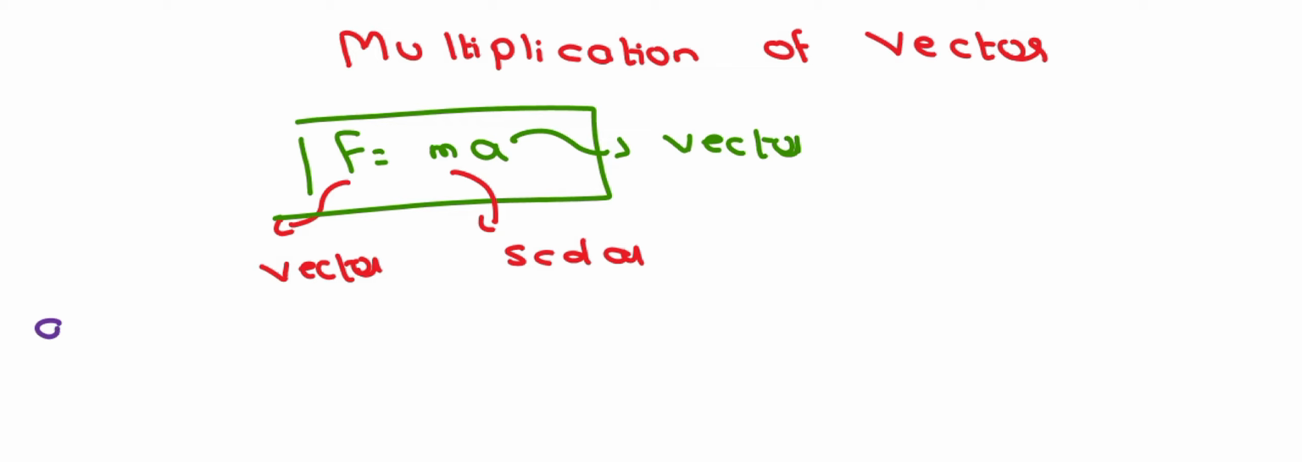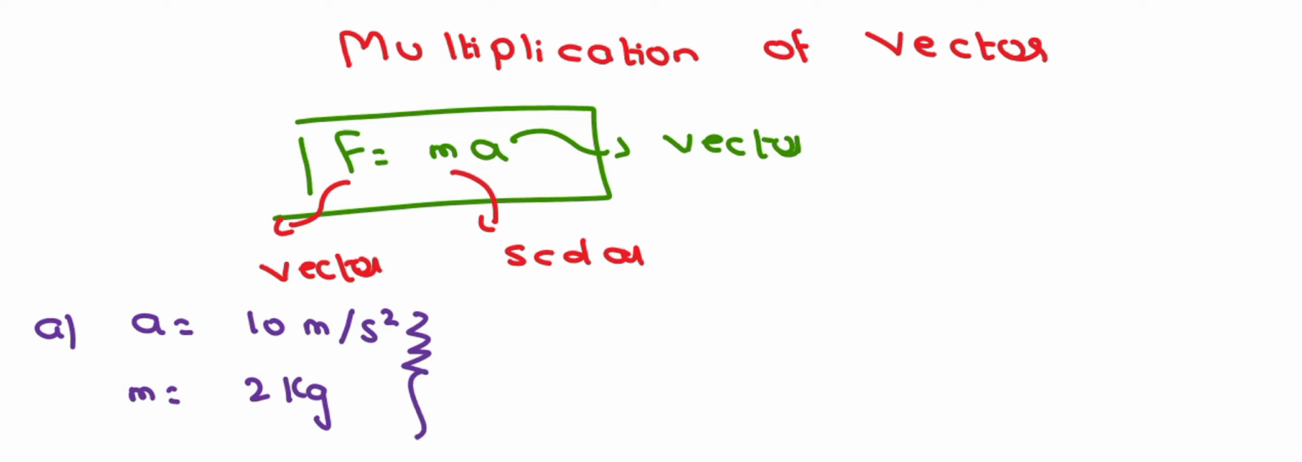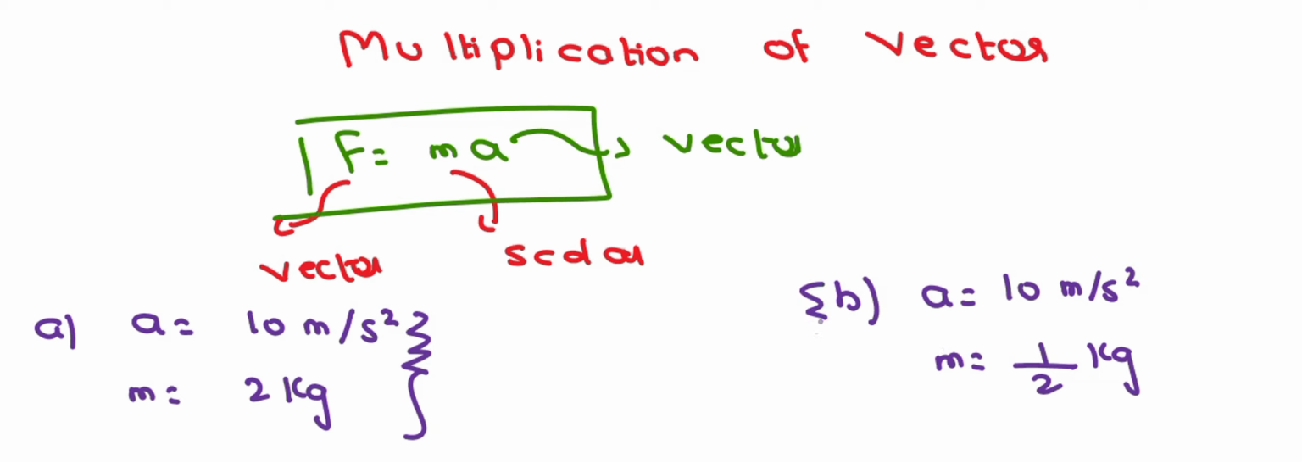So for example, if the acceleration of a body is equal to 10 meter per second square and the mass of the body is equal to 2 kilogram, what is the force? And in the second case, the acceleration of a body is equal to 10 meter per second square and the mass of the body is equal to 1 upon 2 kilogram. What is the force in both cases? So in the first case, the force will be 20 Newton and in the second case, the force will be 5 Newton.